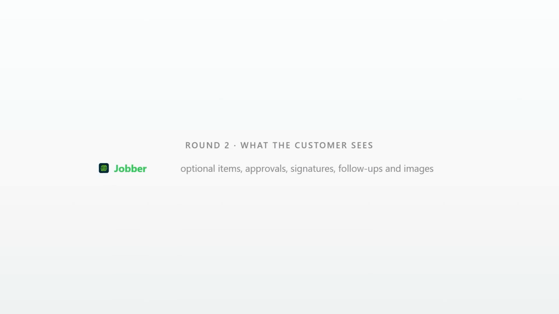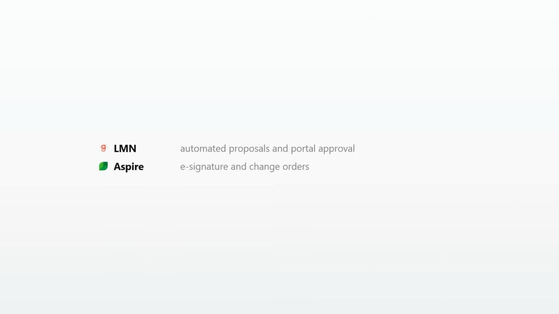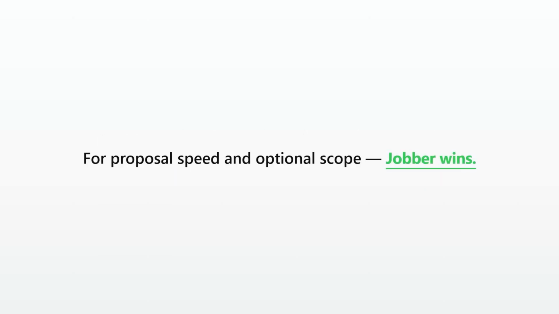Now let's talk about what the customer sees. Jobber has optional items, approvals, signatures, follow-ups, and images. LMN has automated proposals and portal approval. Aspire supports e-signature and change orders. fieldcamp has multi-option estimates, reusable option templates, online approval, rejection or change requests, and only the approved option carries into the job. All four can present scope, but for proposal speed and optional scope, Jobber wins.